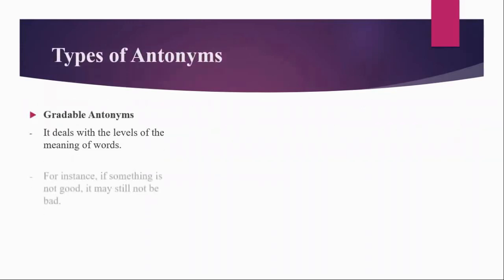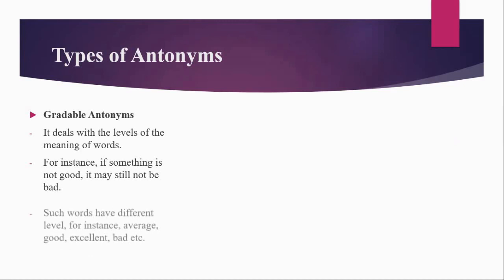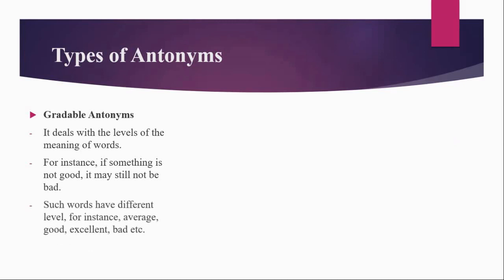So, what are gradable antonyms? Gradable antonyms deal with the levels of the meanings of words. For instance, if something is not good, it may still not be bad, right? Something is not good, but that doesn't mean that it's bad. So there are categories: good, bad, worse. Some such words have different levels, for instance, average, good, excellent, bad. So there are a few antonyms that can be graded, that can be put into different categories.